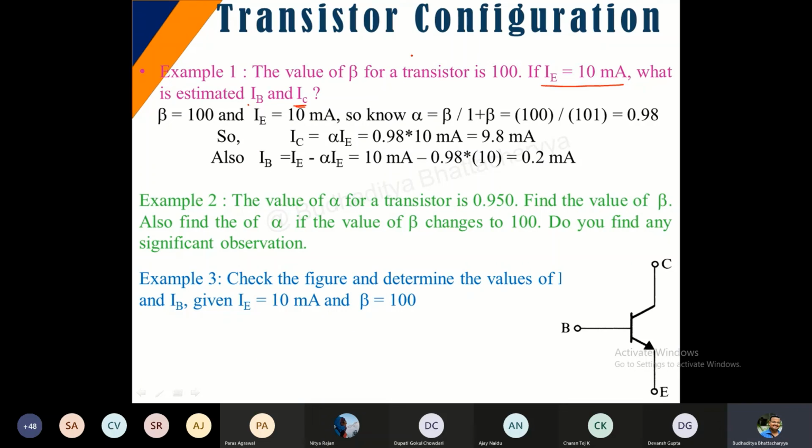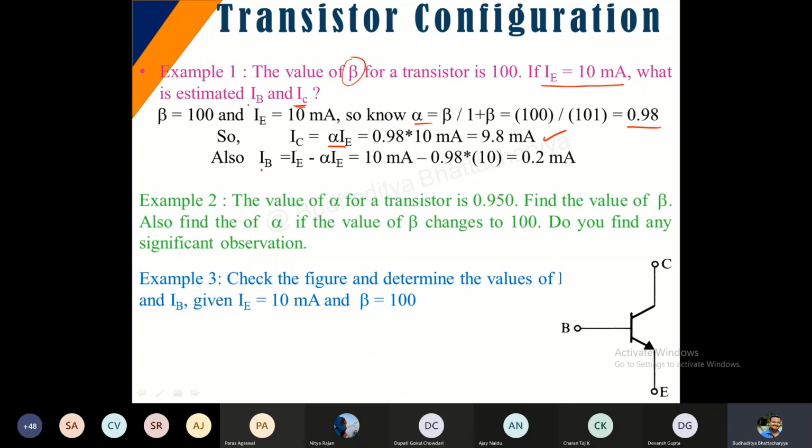Now, in this particular case, since beta is provided to us, we can directly find out what alpha is also. So we can say alpha is beta by 1 plus beta. Now we have ample equations where we can substitute. Suppose, for example, I want to find IC. IC will be nothing but alpha into IE. IE is provided, put in the alpha, get the answer. Simple. But remember to include alpha and beta in your calculation. That's the only catch.